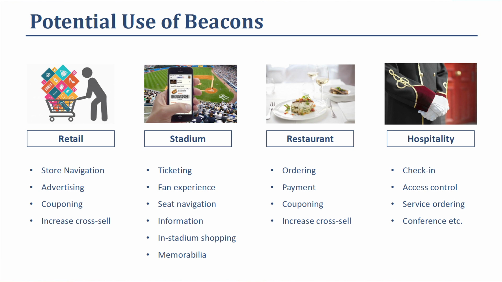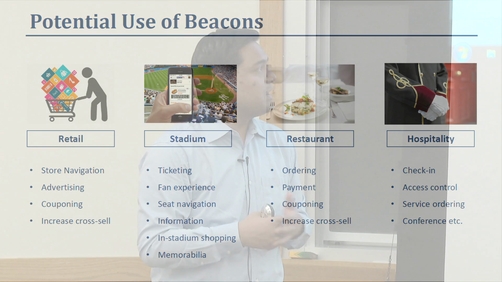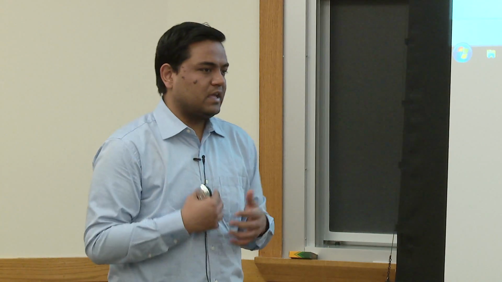In terms of restaurants, again, it has a lot of potential usage. Trying to figure out where the order came from, which table, and stuff like that. So ordering, payment is a huge space. There are a lot of payment firms, Dash, and I think a couple of others, like Cover, who are trying to use Bluetooth Low Energy beacons. And again, the goal here is to make the user experience as good as possible, and on the other hand, to increase a lot of cross-sell with the restaurants.